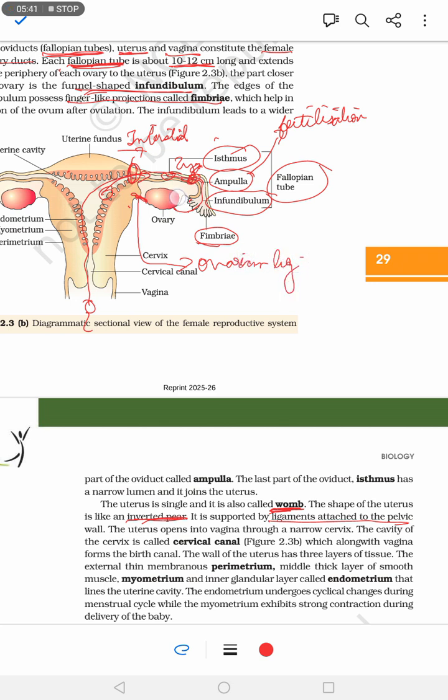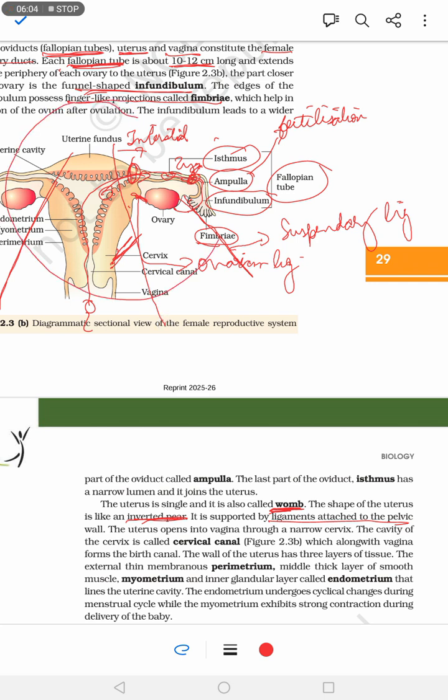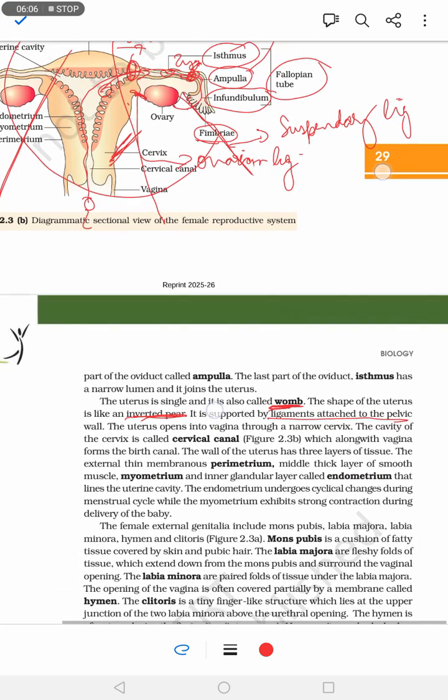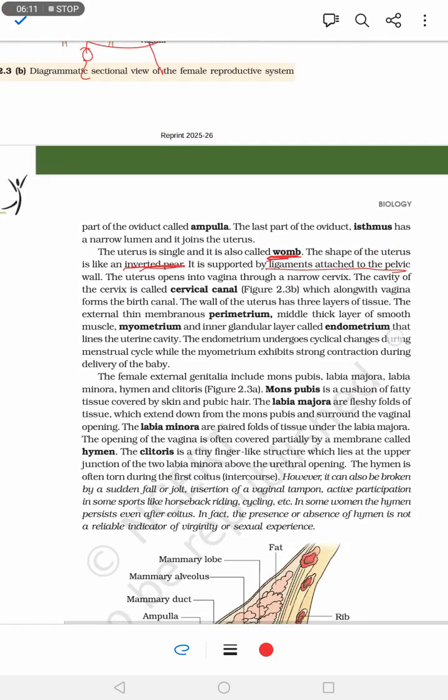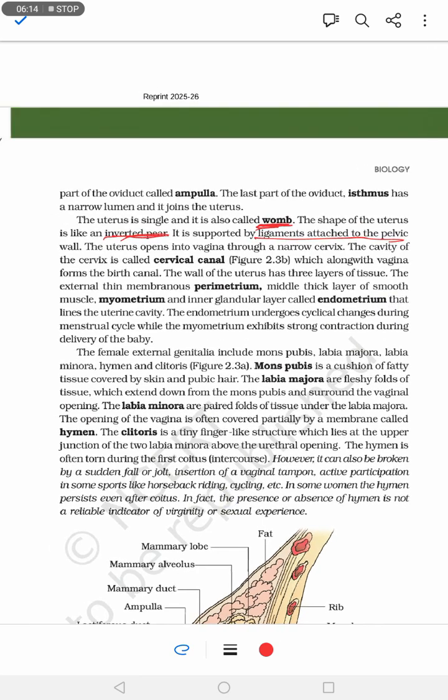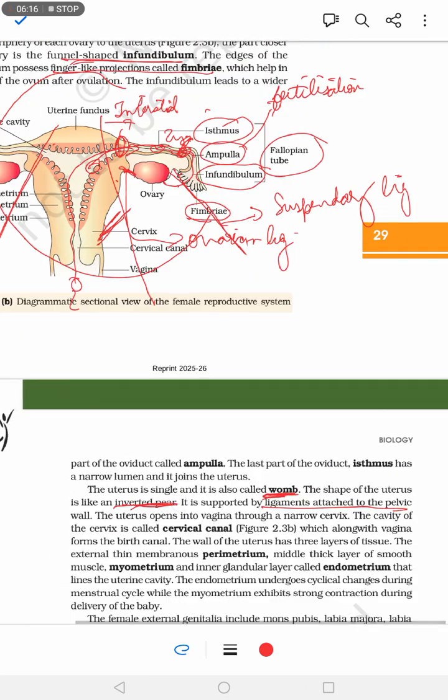Then the ligament connecting the ovary to the pelvic wall is known as the suspensory ligament. Other than that, there are many ligaments connecting the uterus to the pelvic wall and other structures, like the uterosacral ligament and the round ligaments on both sides. Then in general there is a broad ligament. So there are many ligaments connecting the uterus and ovary to the walls. Then we have the cervix and the cervical canal.